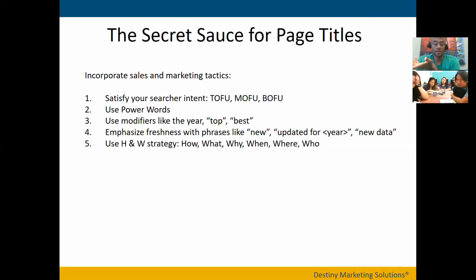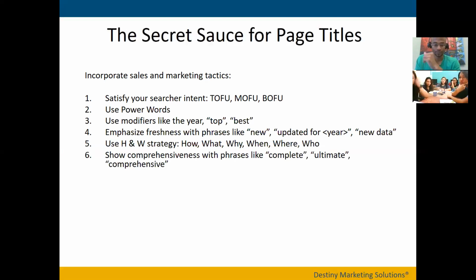Number 5, use the H&W strategy. And this is pretty much in your page title, you want to include one of these words: how, what, why, when, where, who. So again, Jarek, for a photography website, maybe you have something like, where are the best places in the Philippines to take ocean view photos? That would be one way you can use one of these words in your page title.